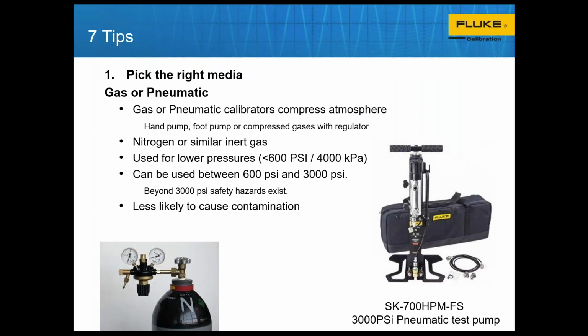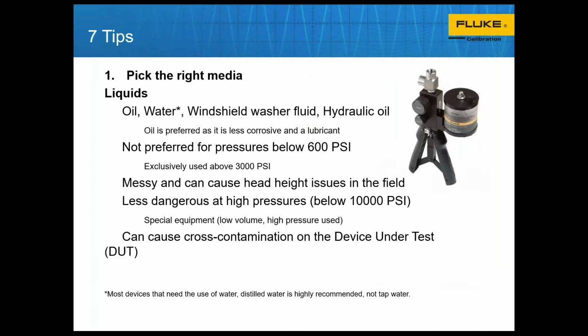The reason that we use gas or pneumatic, the positive side of all of this, is that gases are less likely to cause contamination. So if we're just compressing the atmosphere through a hand pump, or we're using a nitrogen bottle and a regulator, we would consider those to be clean type calibrations. And there's less chance for contamination, which is actually one of the issues that shows up on the next slide, which is liquid calibrations. Liquid calibrations, again, aren't preferred for pressures below 600 psi.